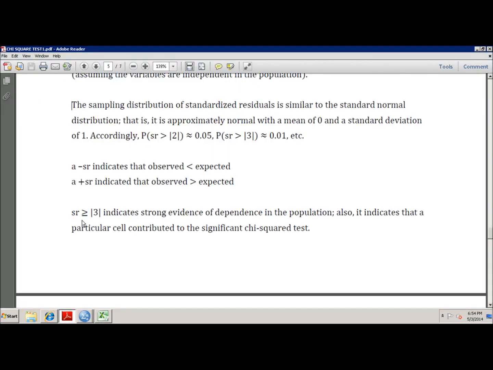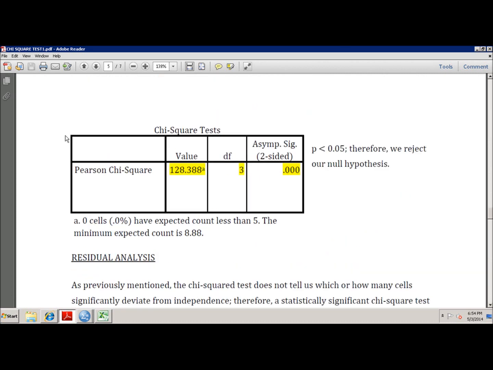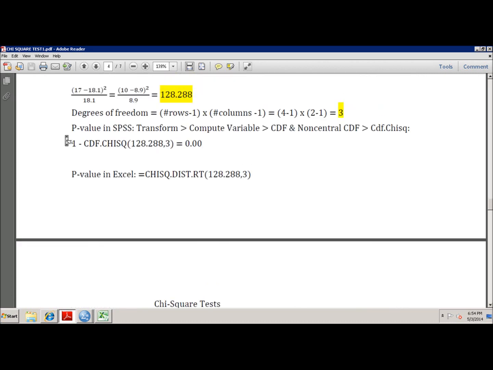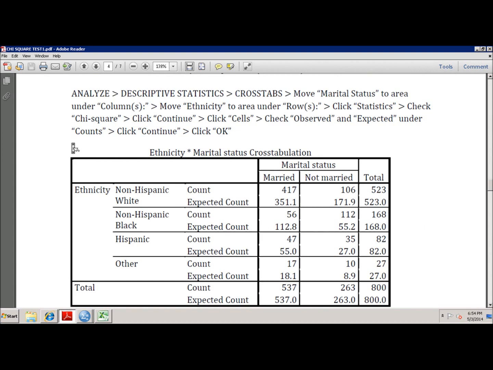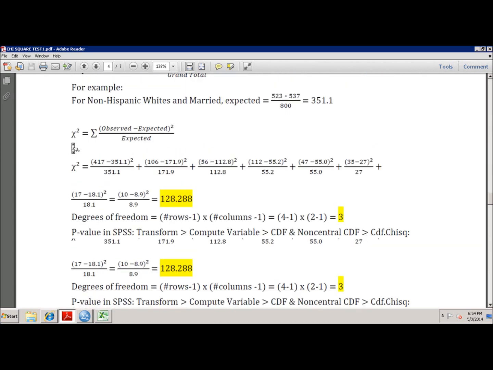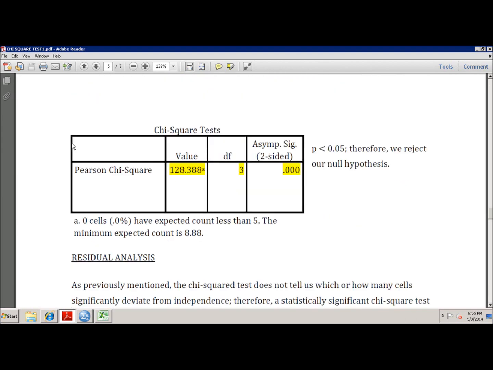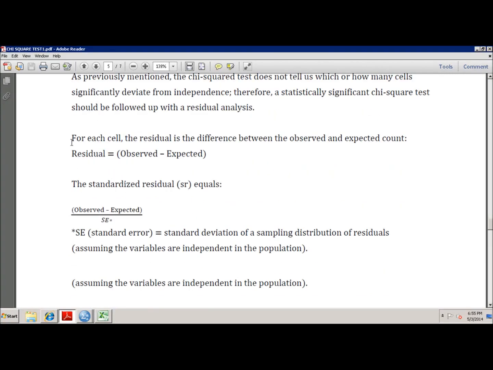So that is how you would conduct a residual analysis to get more information about particular cells and categories. The chi-square test, remember, does not give you that information. It only tells you overall. It's an omnibus test. It tells you overall whether the two things are associated or independent, and the residual analysis is useful as a follow-up to that. If you get a significant chi-square test, you should conduct a residual analysis.